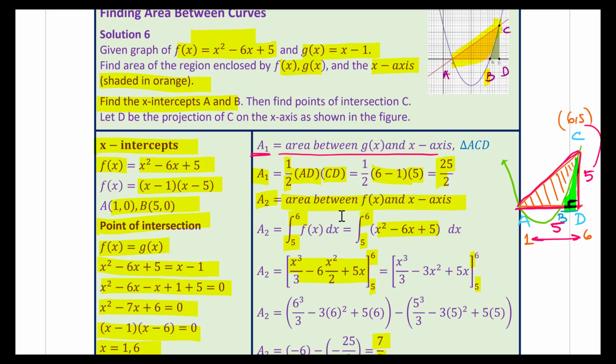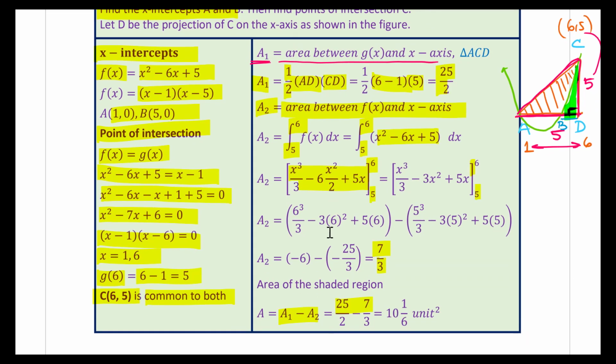So you have to take away area of A2 from area of A1 to find the answer. So that gives you the solution. So when you take away the area of that portion, which is under the parabola from 5 to 6, from the triangle area, then you get the solution, which is 10 1 over 6 unit square. Correct? So when you find area between the curves, you have to be careful what you need to calculate and how you have to rearrange.